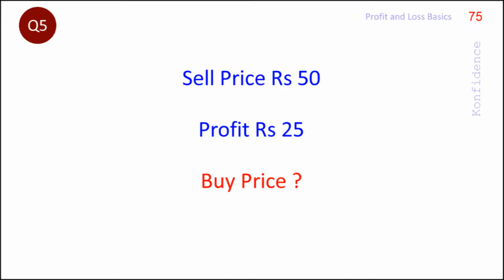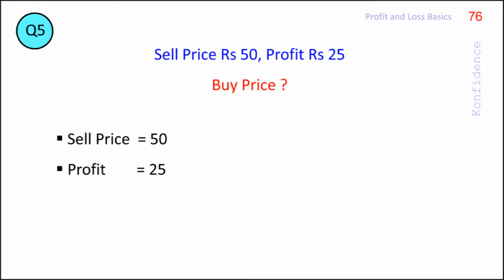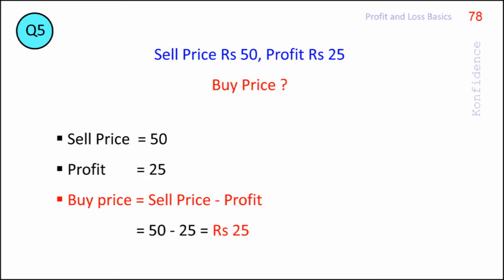Look carefully at the slide. We have the sell price as rupees 50 and profit as rupees 25. We know the buy price has to be less than the sell price were it to be a profit. Therefore, buy price will be equal to sell price minus profit. And here it is 50 minus 25, 25 rupees.